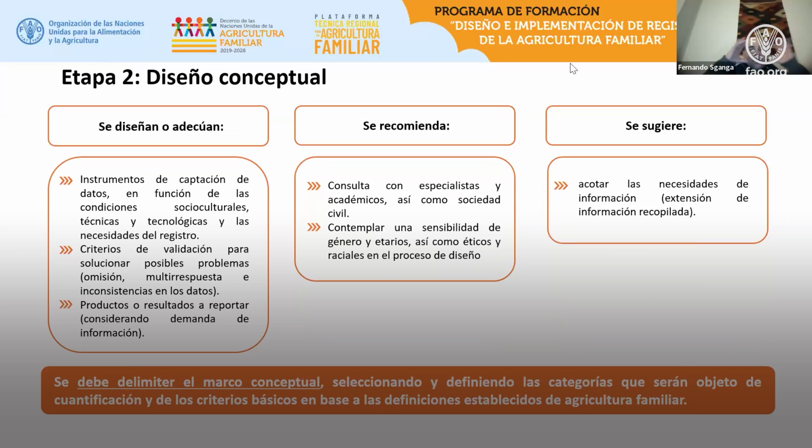Bearing in mind the goal and the diagnosis, we will go into what we call the conceptual design. This concept design analyzes the tools to collect data based on the social, cultural, technical, and technological conditions, as well as the needs of citizens, and the validation criteria to address potential issues: lack of response, omissions, multiple responses, and data inconsistencies. This is something we have to discuss beforehand.